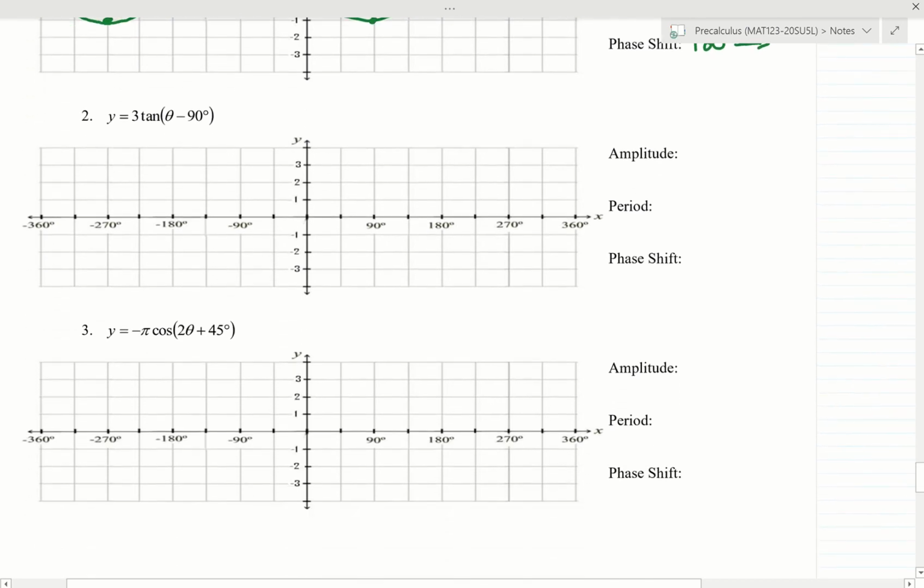Let's graph tangent. So even though there's a 3 in front, it's important that you write none for the amplitude. Don't put 0, that's not correct. Just like undefined means undefined, nothing else is acceptable. For amplitude, if it's not a wave function, you have to put none. There's nothing in front of theta, so our period is still 180 degrees, and our phase shift is going to be to the right 90 degrees.